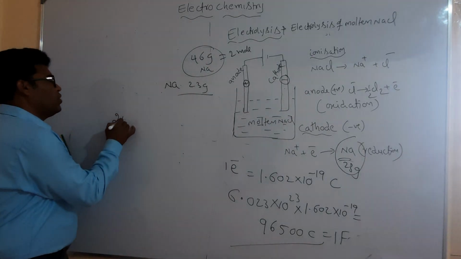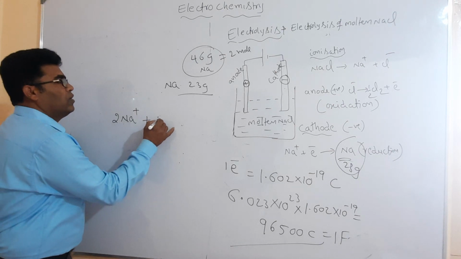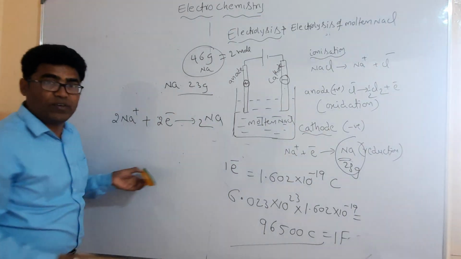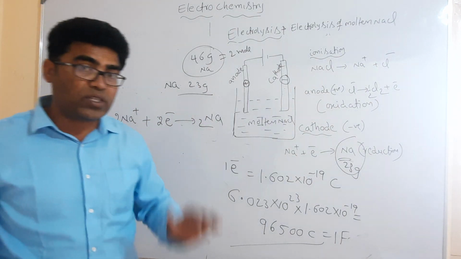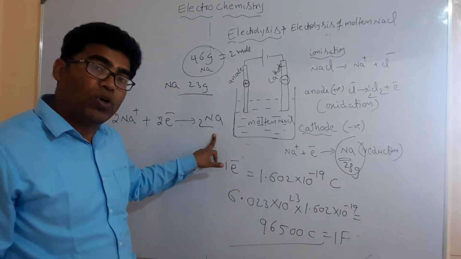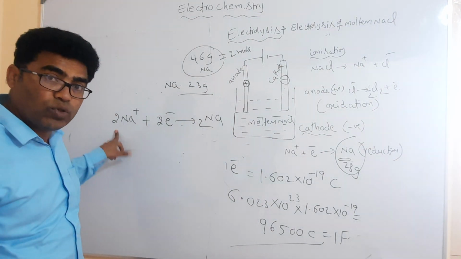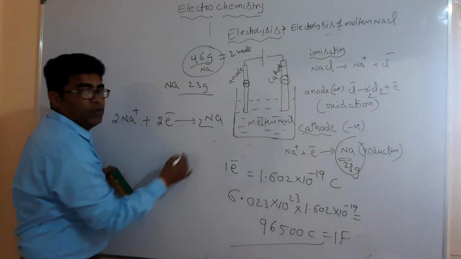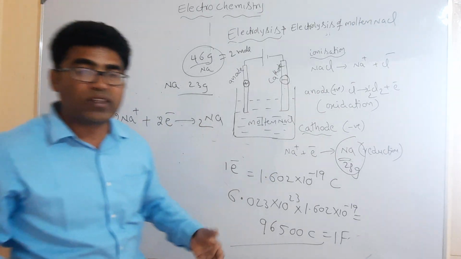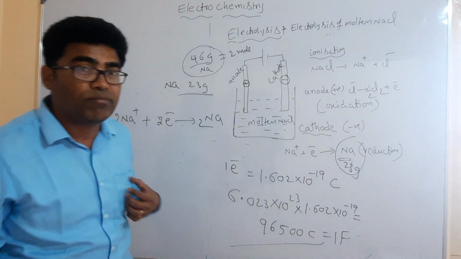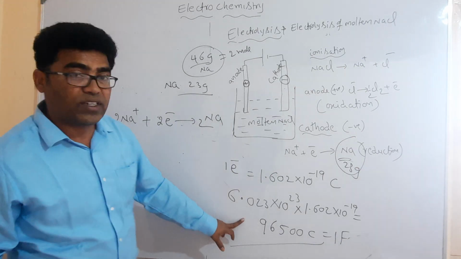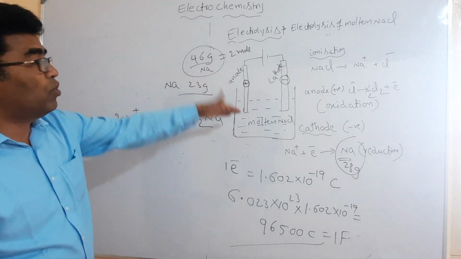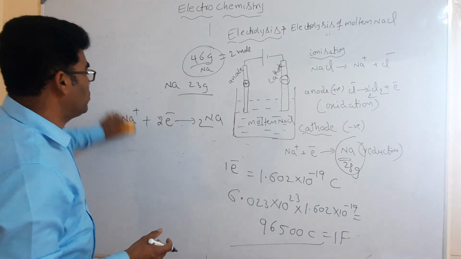2 mole sodium means 2 Na plus plus electron, like this. Generally in the books, if you write like this, based on the question you have to understand. Suppose if it is 2 mole, then here 2 mole Na plus ions, here 2 mole electrons. For the deposition of 46 gram sodium, 2 Faradays of electricity, or 2 into 96,500 coulombs, has to be passed through molten NaCl. Like that you have to understand.